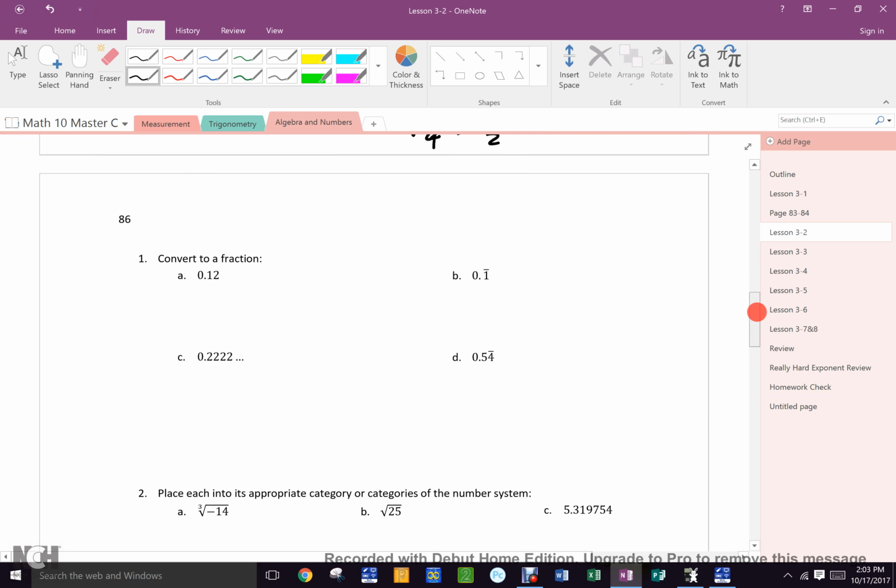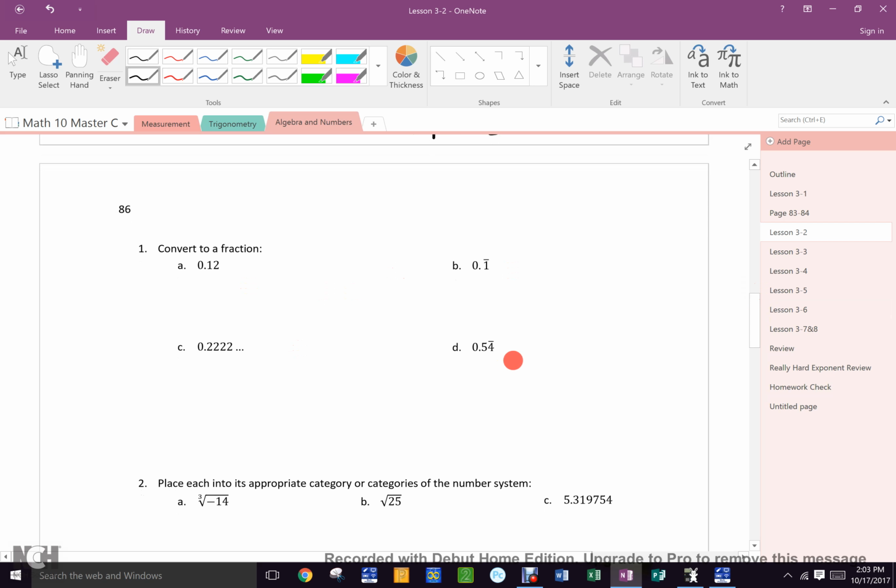Turn the page over. Let's do a bit of old school work from grade 6. Make that a fraction. It should take about 5 seconds.